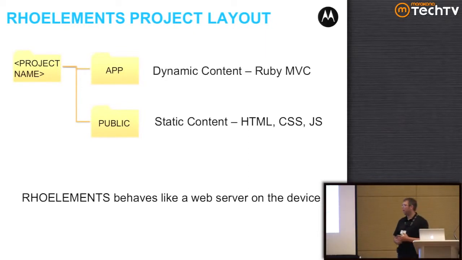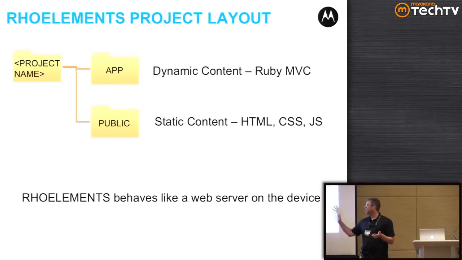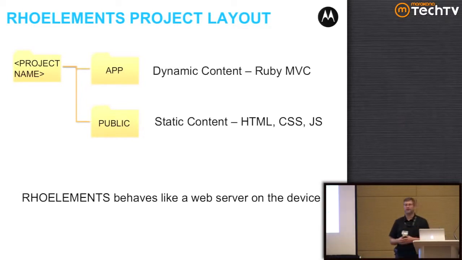And another thing that Rob mentioned earlier that I want to reiterate is the way to think of RhoElements on the device is that it behaves like a web server. So it's like having your own personal web server on the device. And you guys being interested in web applications, you're probably familiar with web servers. You typically have this public directory where you put your static content. So again, public folder for static content, HTML, CSS, JavaScript, and the app folder where we go down into the Ruby MVC framework.